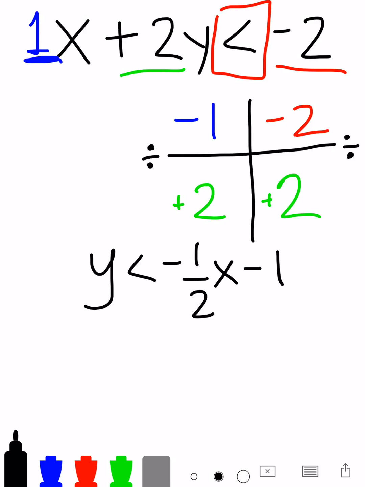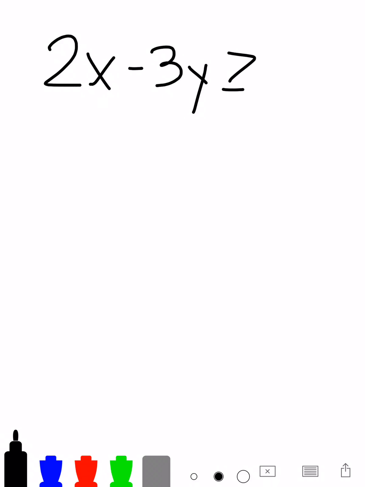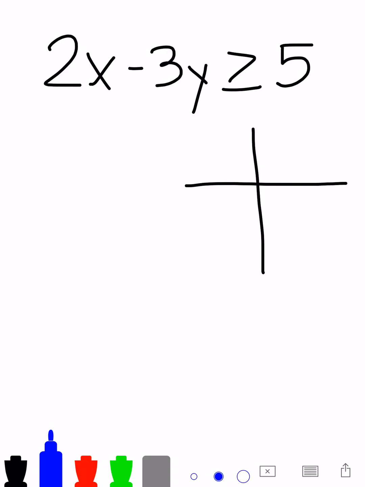All right, one more example here. Say we're given the inequality 2x minus 3y is greater than or equal to 5. Pause the video and see if you can work this one out on your own. All right, first step to do is to make you a cross. Remember, you're going to change x. In this case, we have a positive 2, so we're going to change it to a negative 2.